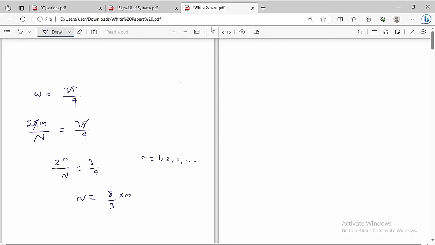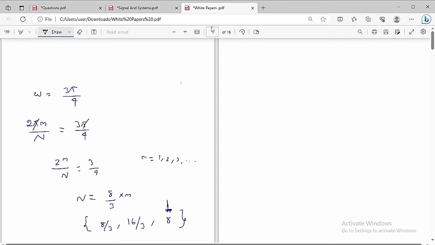Suppose you substitute m is equal to 1, then you get 8 by 3. If you substitute m is equal to 2, we get 16 by 3. If you substitute m is equal to 3, we get 8. So this is the fundamental period because it should always be an integer. So this is the correct solution.